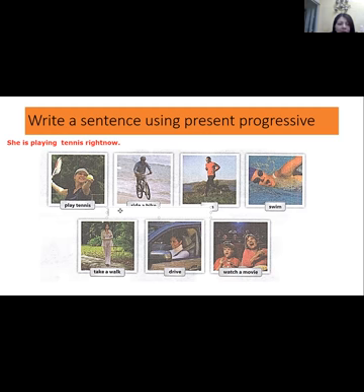Number two, she is riding a bike. She's riding a bike right now. Very good. She is riding a bike right now.